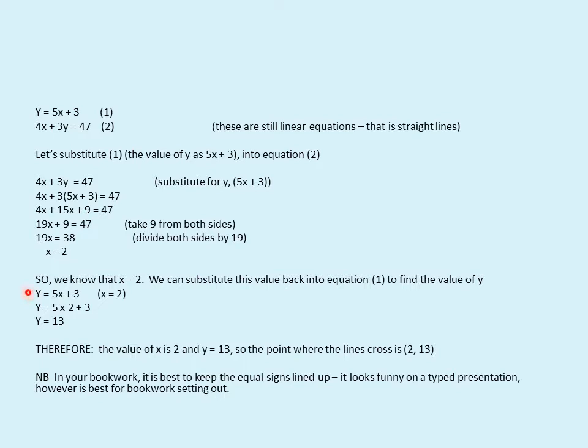Here's our equation. y equals 5x plus 3, x equals 2. Remembering this is 5 times x plus 3, we substitute x equals 2 in. That means wherever we see x, we put a 2 in. 5 times 2 is 10 plus 3 is 13. Therefore, the value of x is 2 and y is 13. So the point where the line crosses is the point 2, 13.